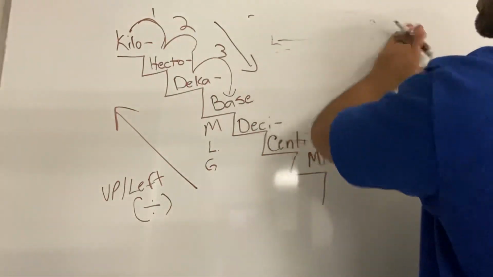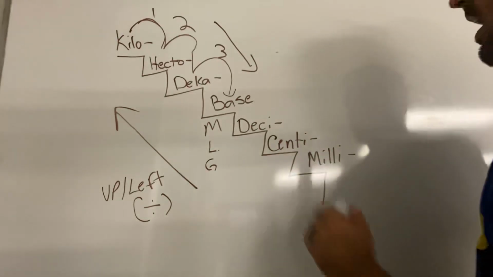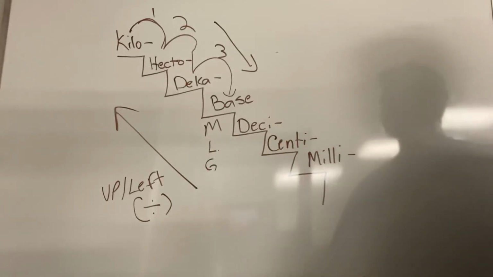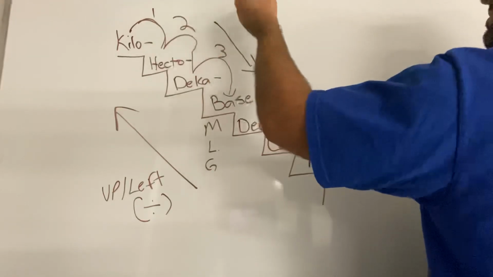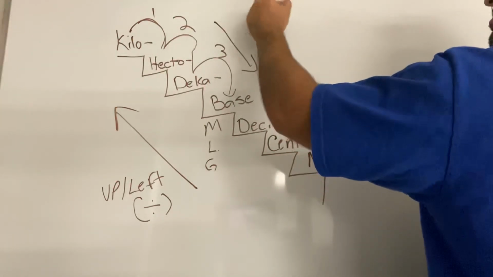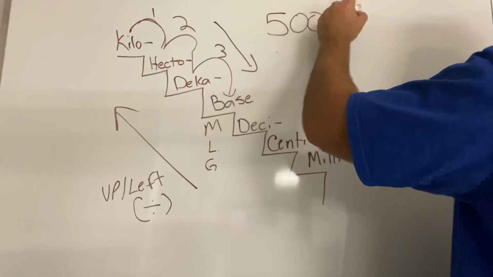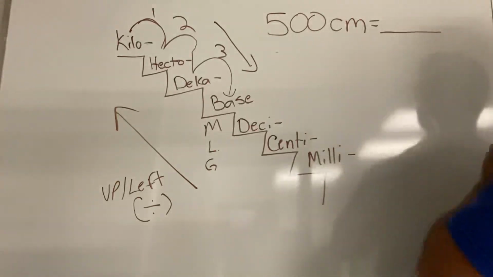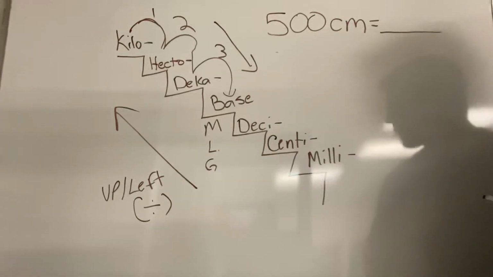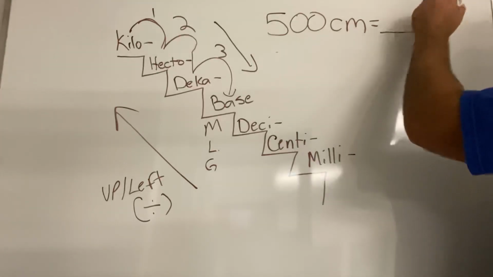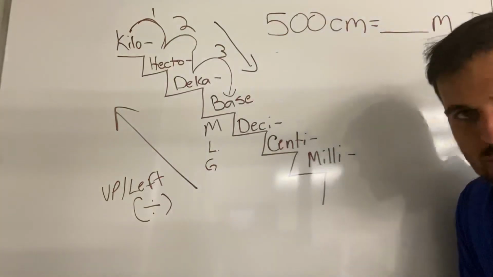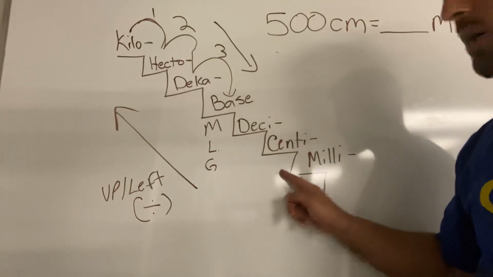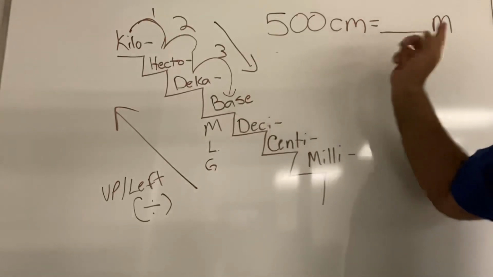So for example, let's just say I have 500 centimeters, and I want to find out how many meters are in 500 centimeters. Okay, so let's look at it like that. First and foremost, we are starting at our centimeter, and we're going to go up to our base, because meters is our base.